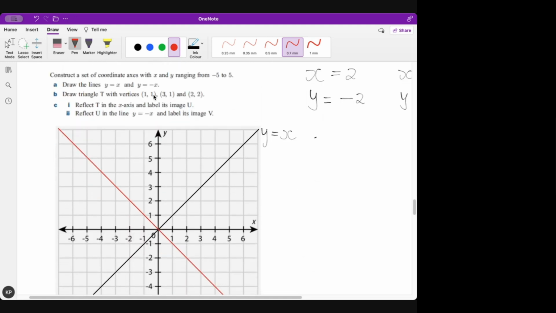Number 2, draw a triangle T with the following vertices. So let's draw our triangle. Okay. First one is at 1, 1, which is over here. 3, 1, which is over there. And 2, 2, which is over there. It's a very small triangle, but you know, following instructions.